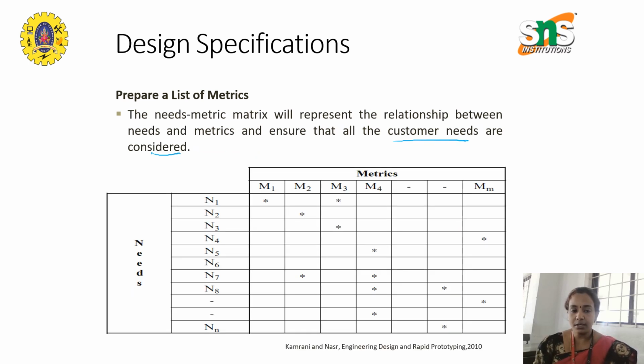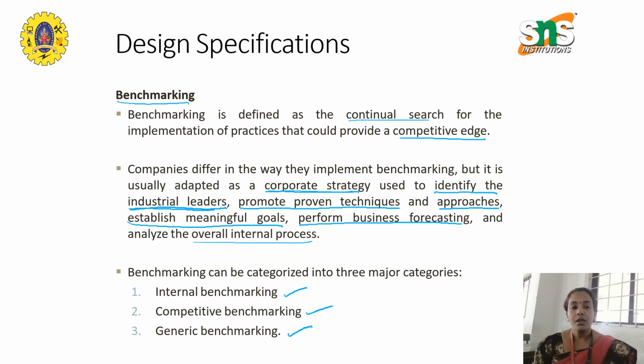So here we have the needs and here we have the metrics. So we are going to prepare a list of metrics. The needs metric matrix will represent the relationship between the needs and metrics and ensure that all the customer needs are considered. So the next heading is the benchmarking.